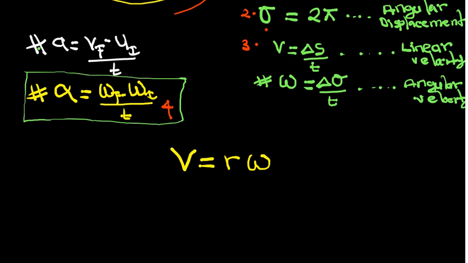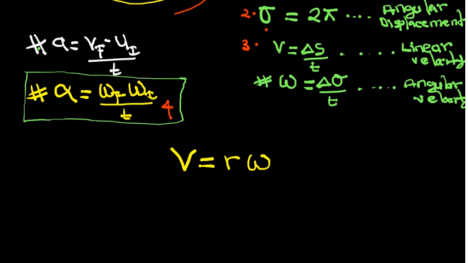So you might be given the angular velocity, which is this one here, and you might be given the radius. Then you're told to find the linear velocity. Or you might not be given the angular velocity, but you have been given the linear velocity and the radius. So you can make this the subject of the formula to find out what that value is.